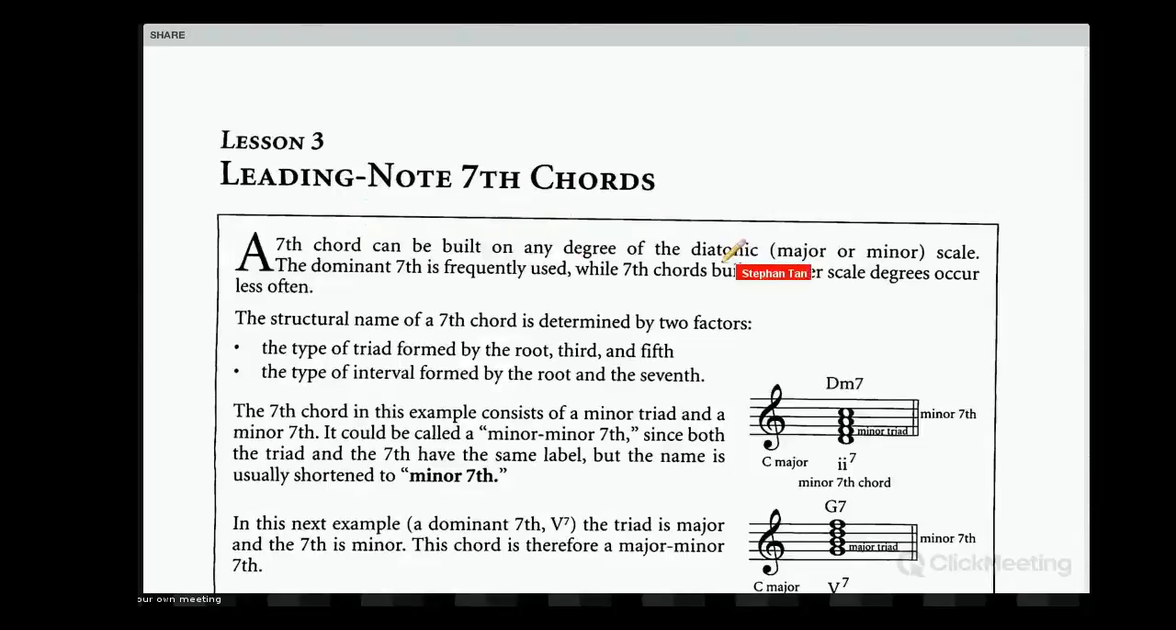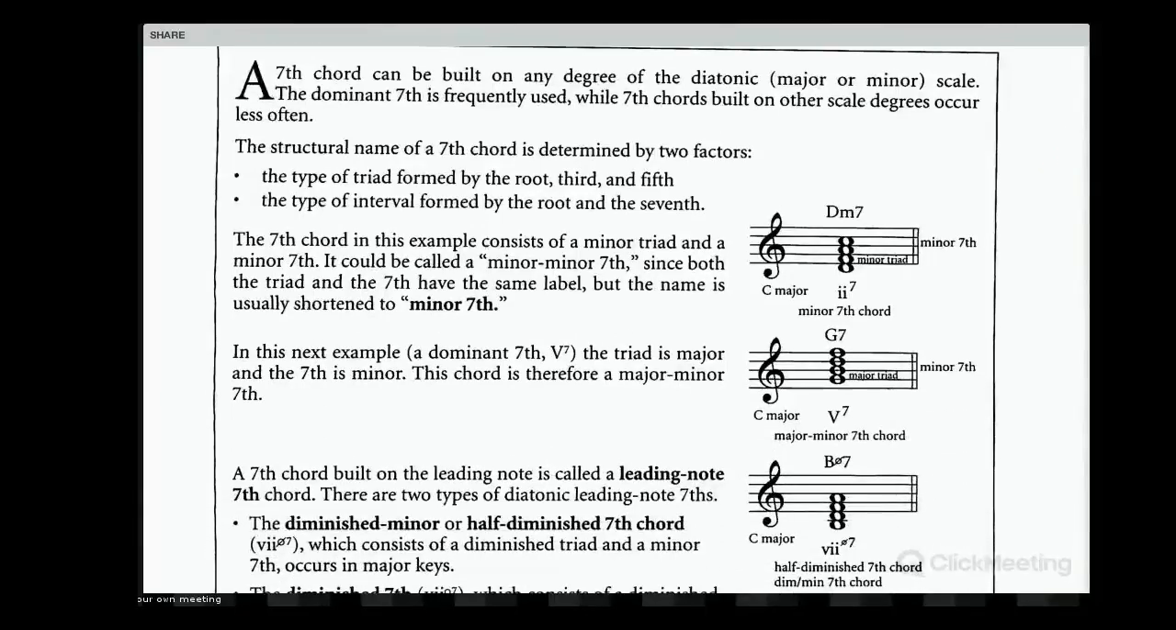So you can build a seventh chord on any degree of the diatonic major or minor scale. The dominant seventh is very frequently used, but seventh chords built on other scale degrees do occur, although less often. Now remember, we talk about the structural name of a seventh chord, which is determined by the type of triad formed by the root, third, and fifth, and the type of interval formed by the root and the seventh.